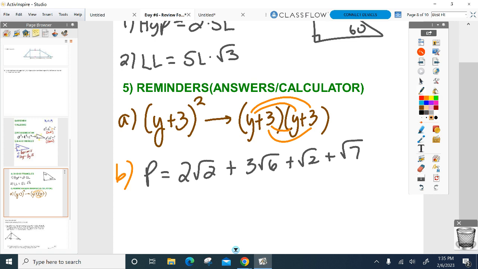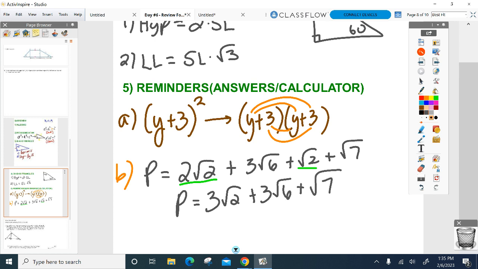Radical 2 and radical 2. Yep. How many radical 2's do you have now? So now here's my final answer: 3 radical 2 plus 3 radical 6 plus radical 7. And I know some of you get nervous, thinking you can't leave all that written out. Yeah, you can, as long as what's underneath the radical is not the same.